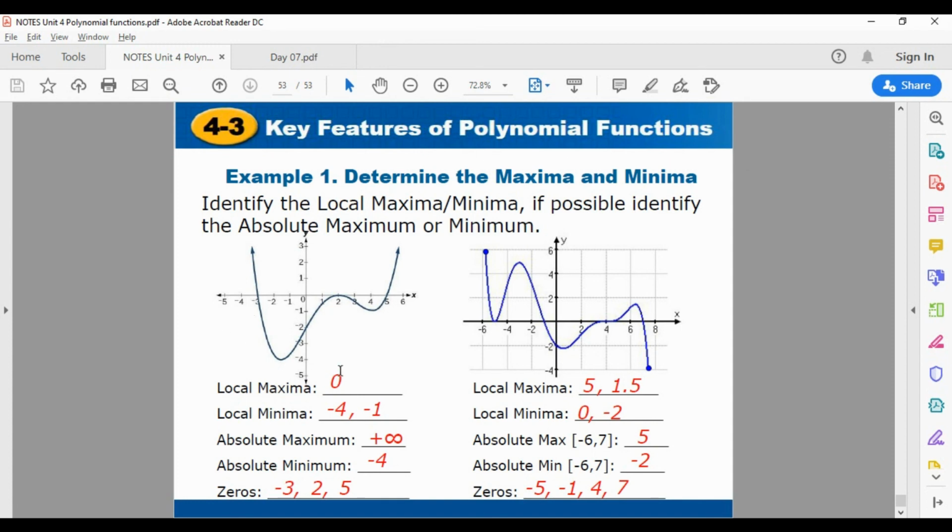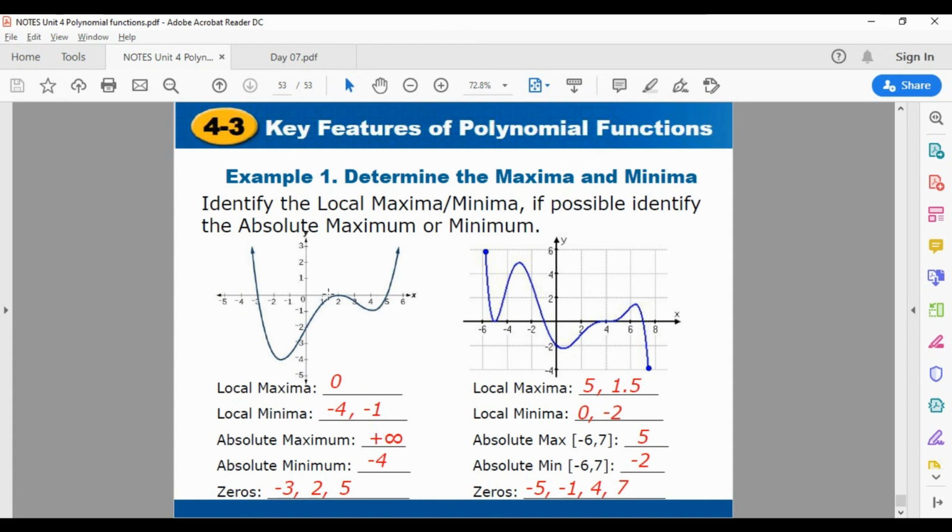So given these two graphs, find the local maxima and the local minima. Here, there is a minima that occurs here. There's a minima that occurs here. So that's these two. But of these two, at best, only one of them can be the absolute minimum, and -4 is less than -1. So the absolute minimum is -4.